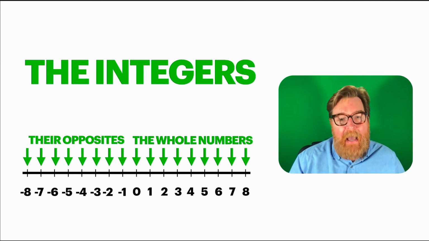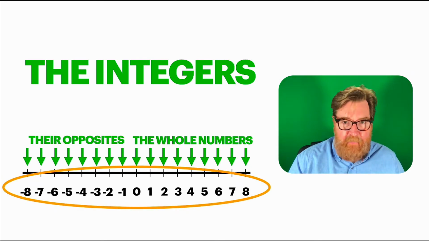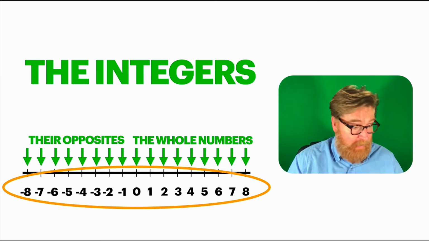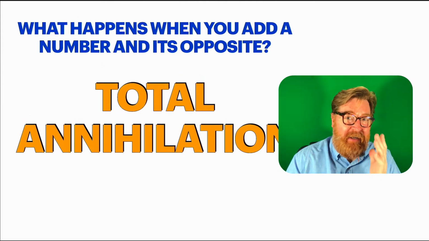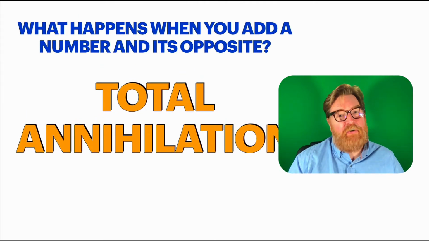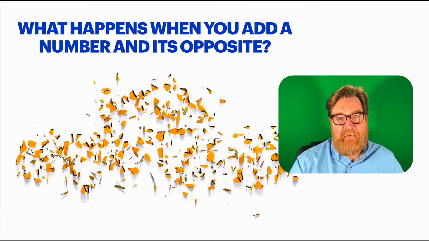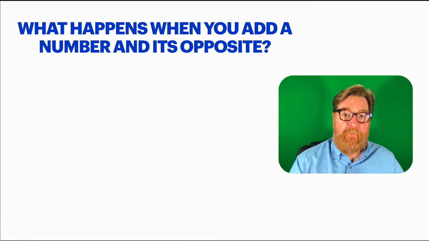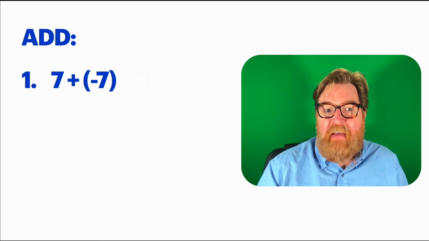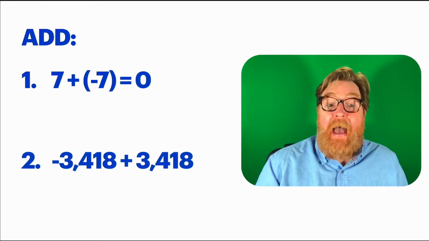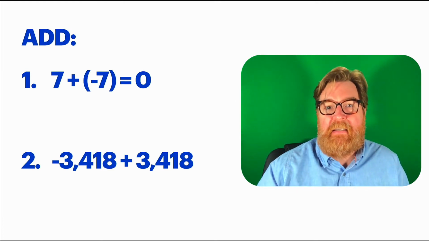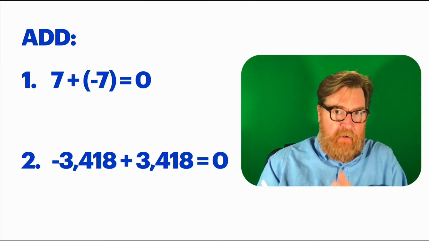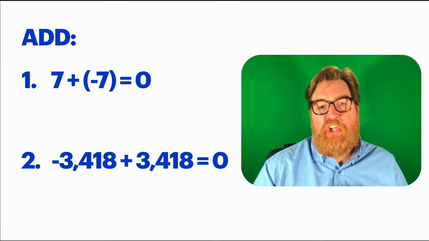In fact, if you add any of those whole numbers together, any of those integers with its opposite, you know what happens? You get total annihilation, which is really just a dramatic way of saying nothing is going to be left. You're going to get 0. So for example, if you wanted to add 7 to its opposite, -7, you get 0. If you add -3,418 to its opposite, 3,418, you get 0. A number and its opposite added together, always total annihilation.